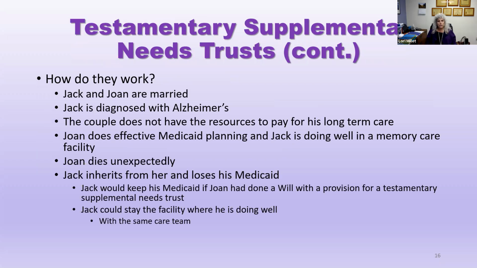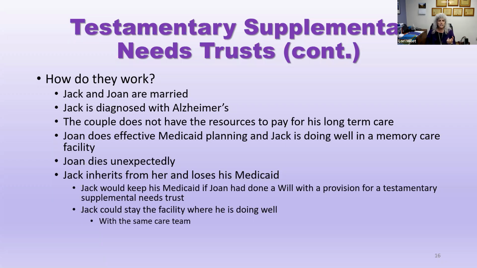So how do these work? It's easier to just give you an example. Jack and Joan are married. Jack is diagnosed with Alzheimer's disease. He has to go into a facility, because Joan just can't take care of him anymore, and they don't have the funds to pay for that facility.